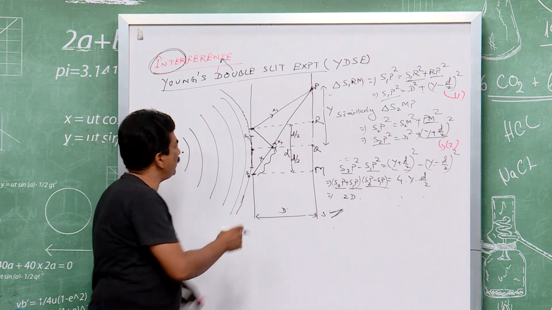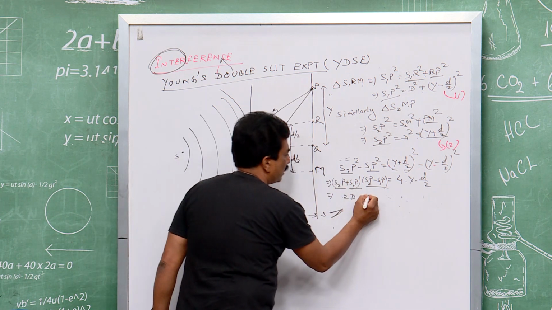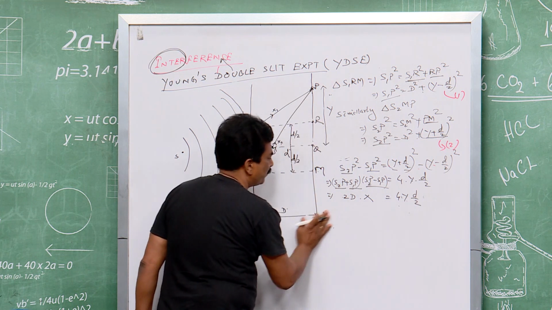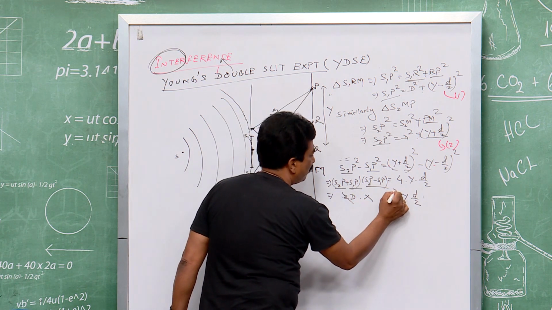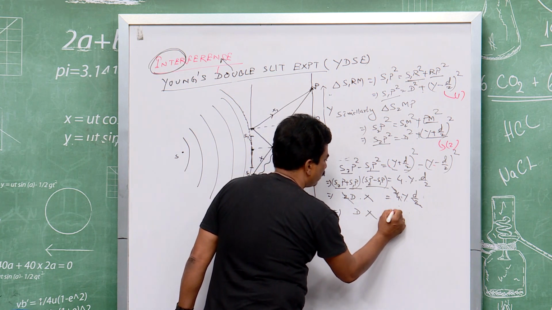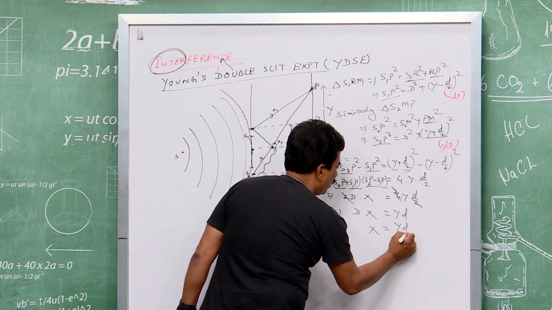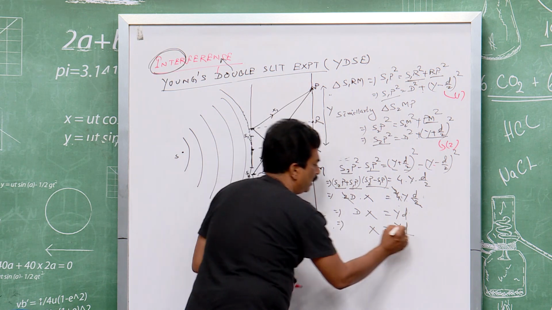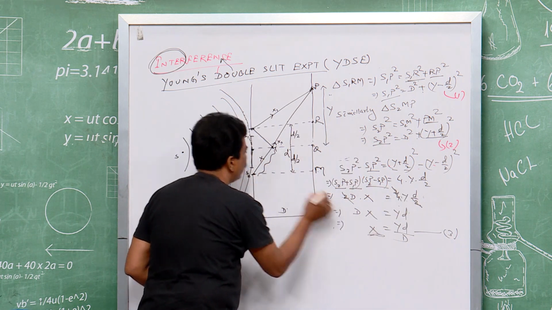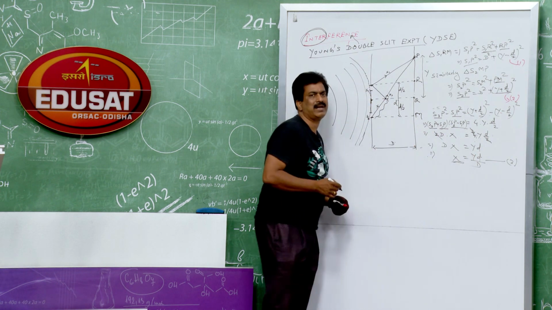S2P minus S1P is equal to X. You see, path difference, S2P minus S1P, that is equal to X is equal to 4Y into D by 2. So now 2 with the 4 cancel. So dx is equal to yd, implies x is equal to yd by D. Let us take this as equation 3. This x, the path difference, is equal to y small d by capital D.